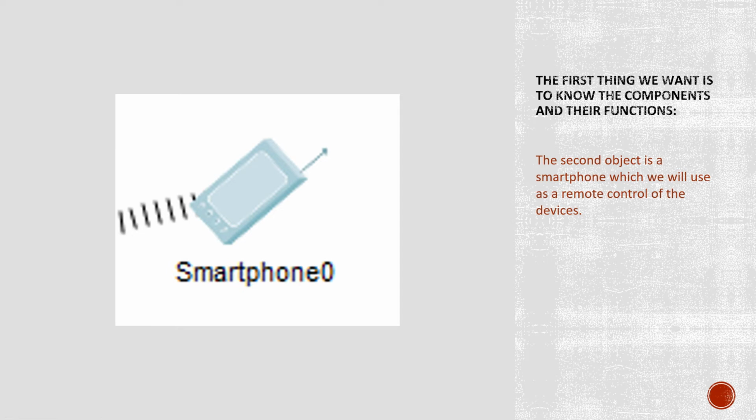The second object is a smartphone. It's the symbol of the smartphone inside the program. A smartphone will be used as a remote control of the devices in this case.